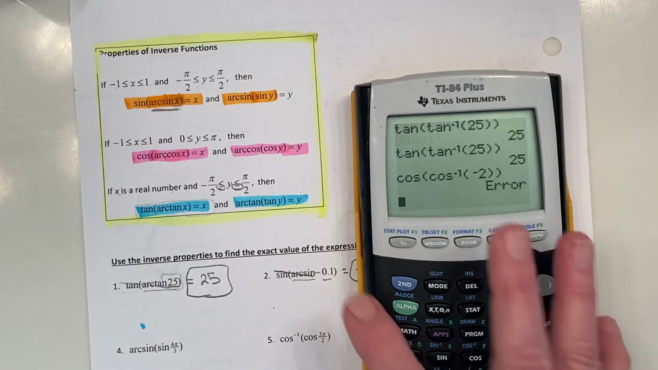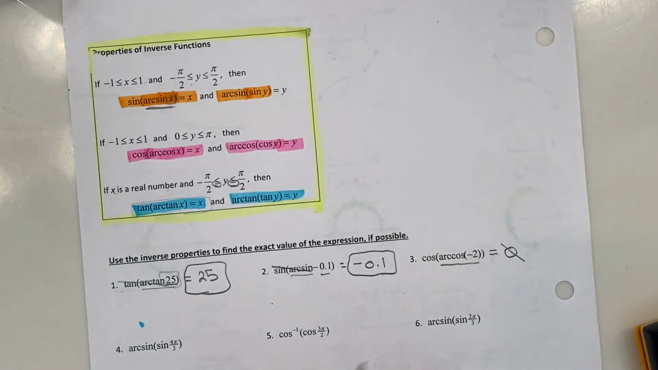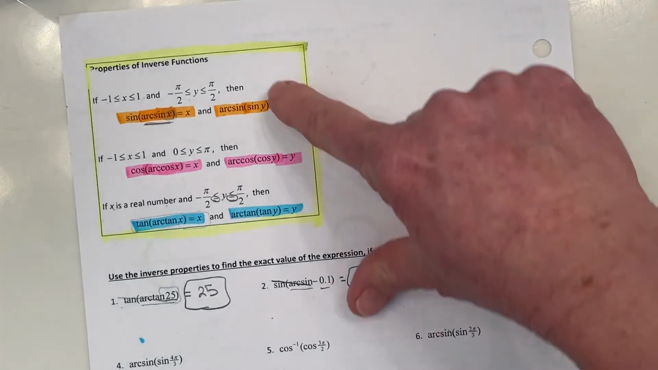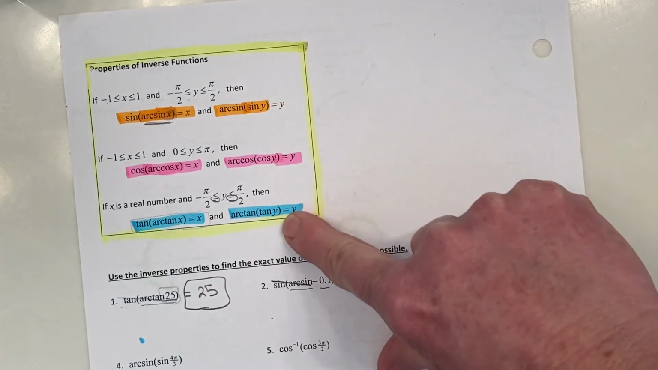Error, quit, no solution. Okay, notice in 4, 5, and 6, now I've kind of switched the order. I didn't put the inverse function in the middle or on the inside. So now we're going to be talking about these properties right here down this column.